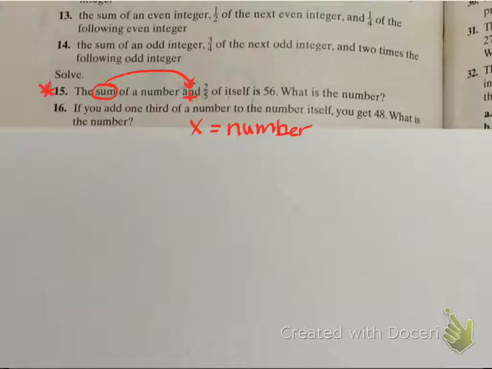Because it has the word number, it's x. I have to put x there. Right after it, I have 2/5 of itself. It's renaming. What is itself? Who are we talking about? The number. So how do I write that? 2x over 5, or 2/5 x, either one, equals 56. Perfect. And so the equation here is x plus 2/5 x equals 56.